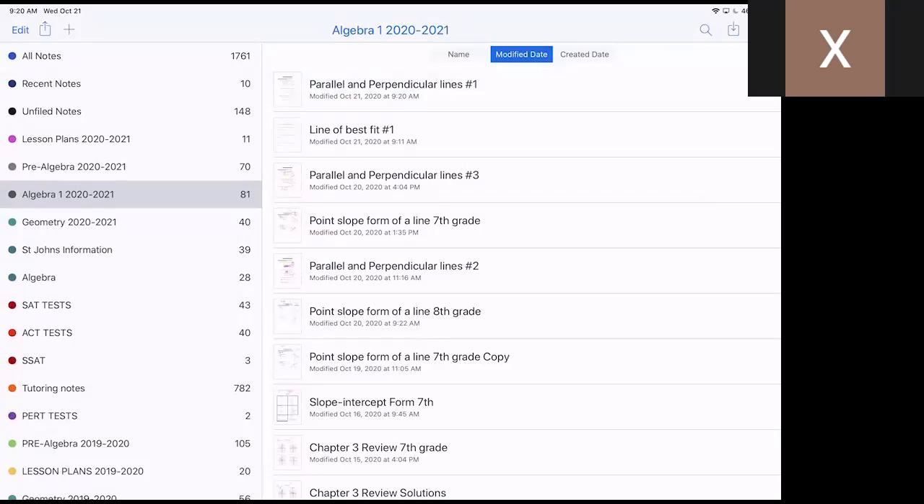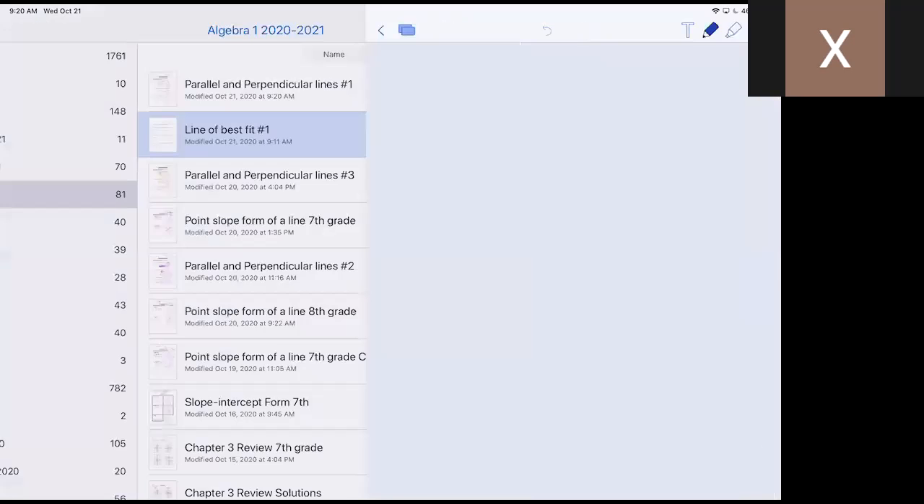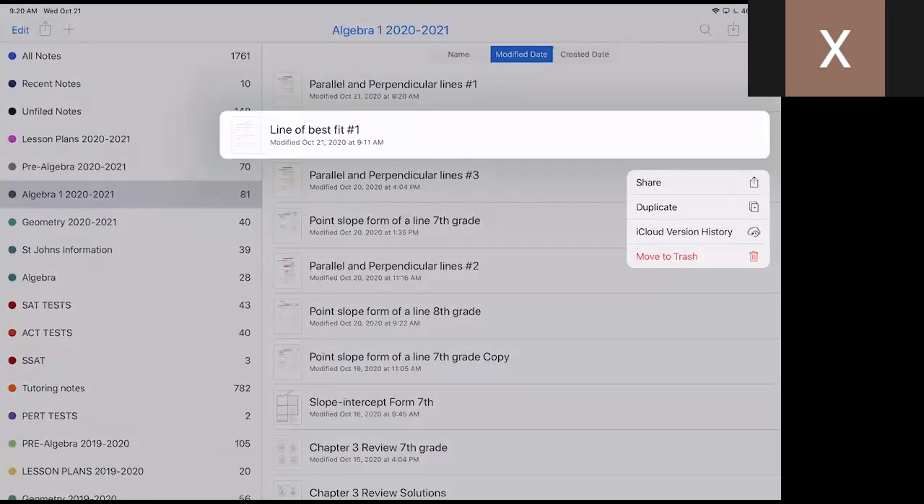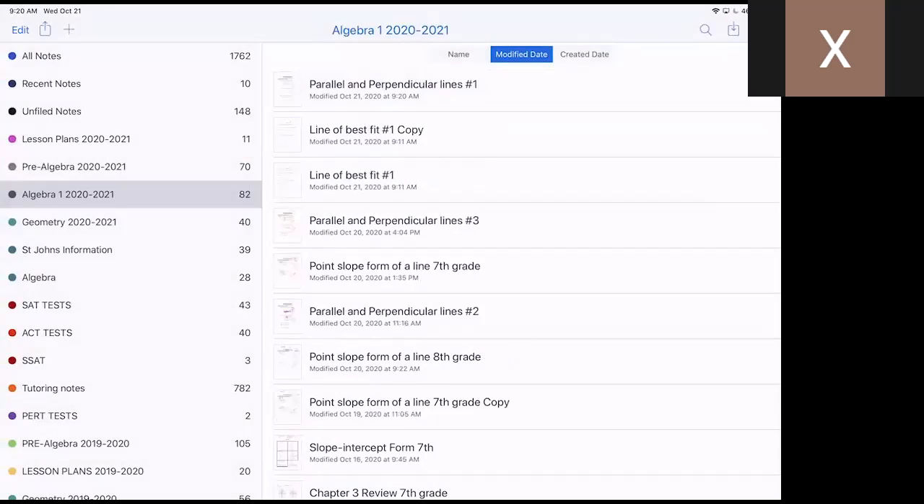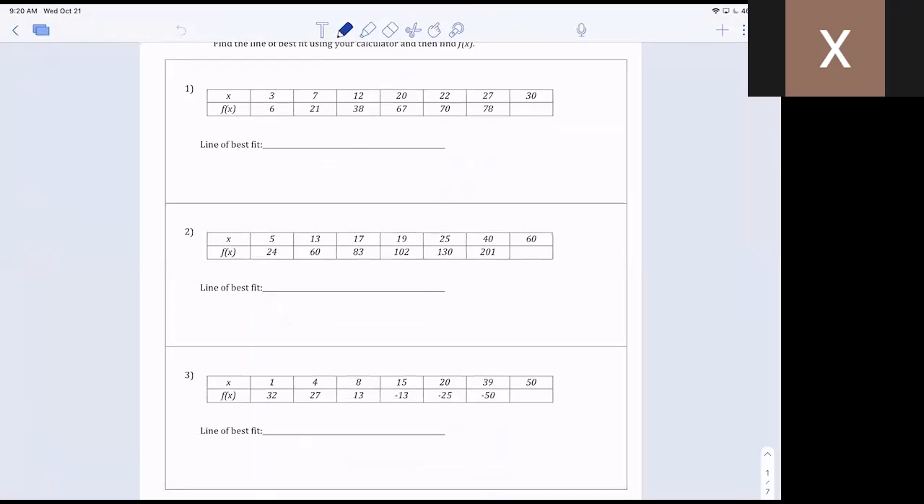All right, here we go. So now I want everybody to put up line of best fit for me. All right. Now, again, this is where I need patience. I need patience. You have to work with me.